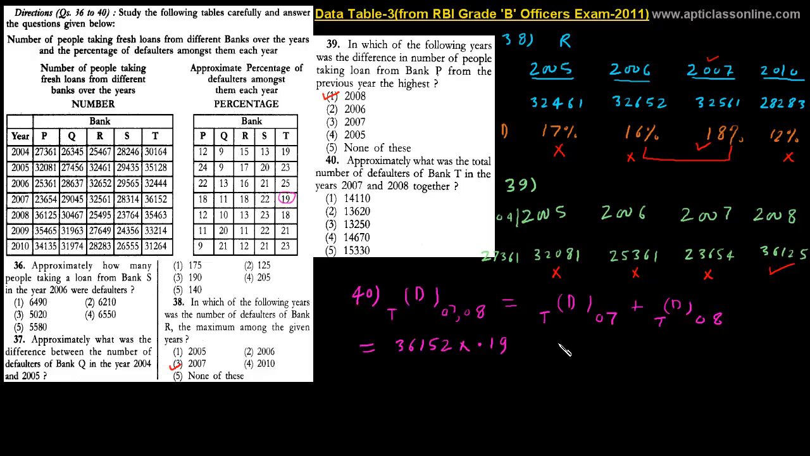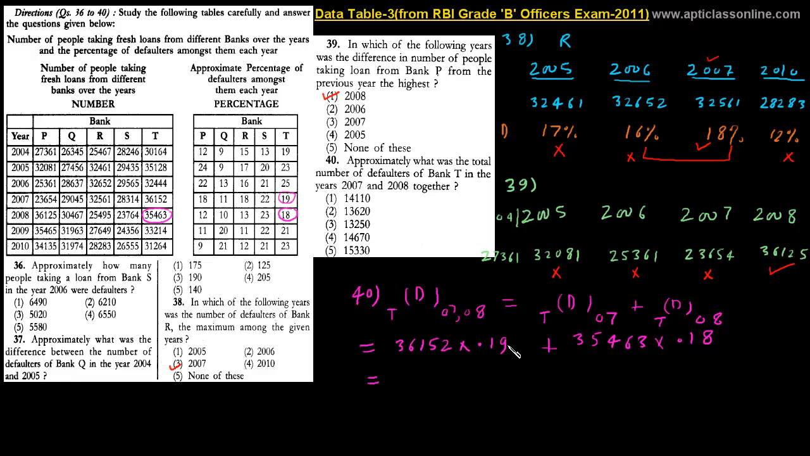Plus the defaulters for the year 2008: 35463 people taking a loan, into the defaulter percentage, which is 18%. So 0.18. Okay, now we have to get this value. This again is not an easy calculation, but we can make it easier.